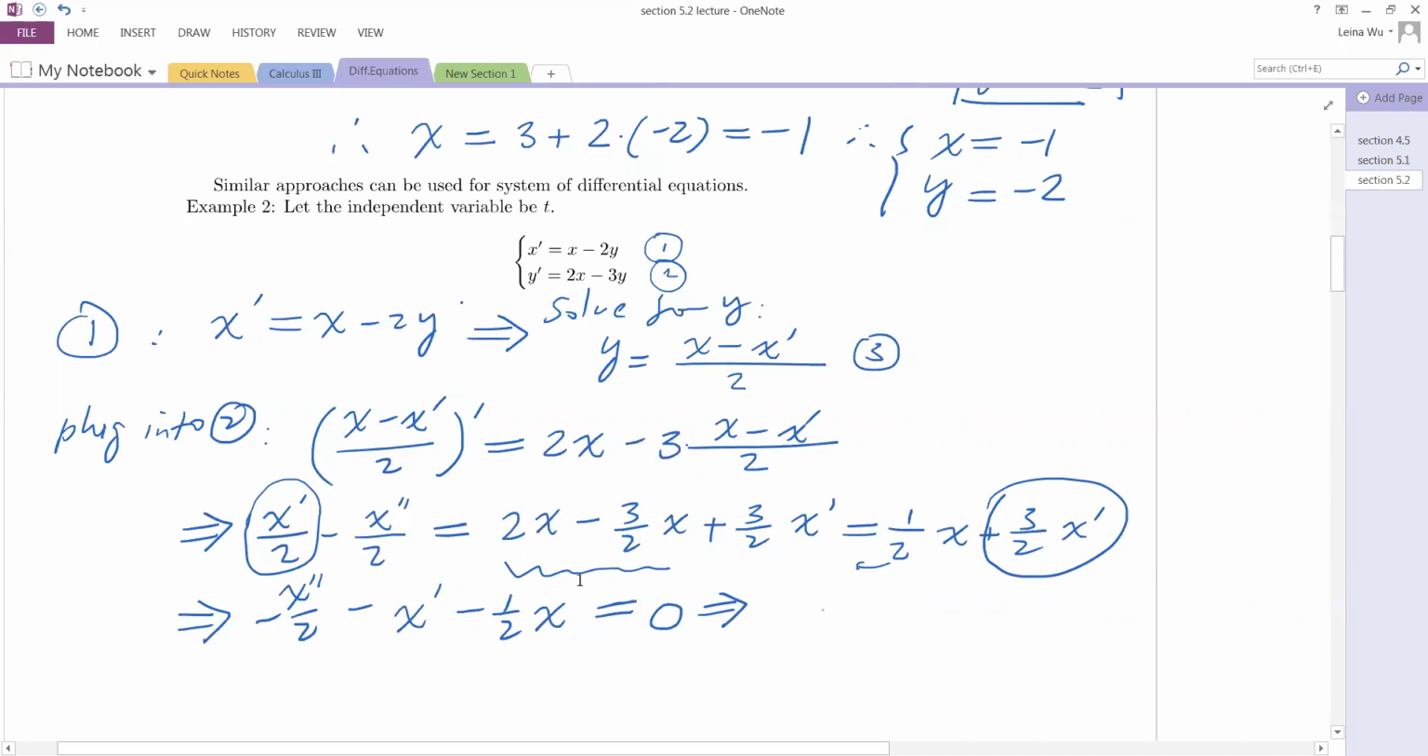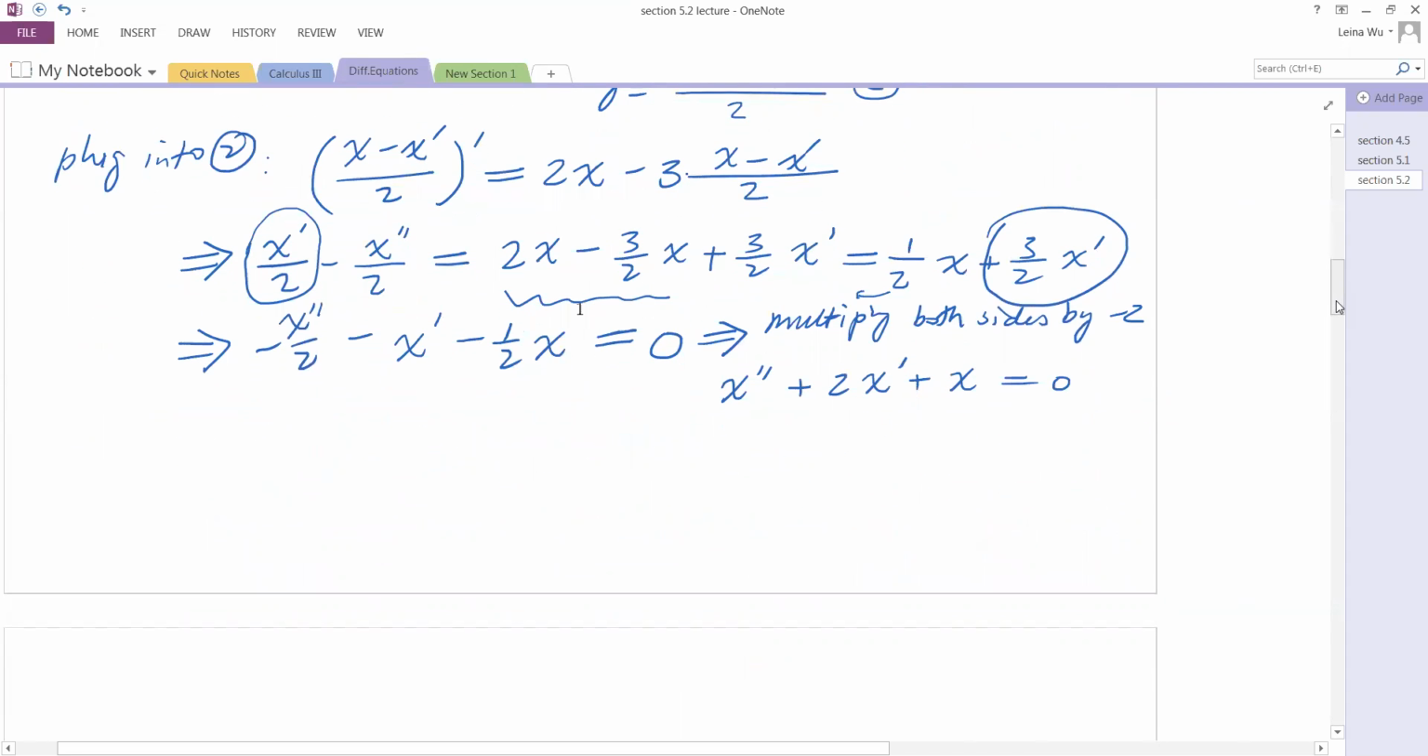You can simplify this if you don't like the negative as well as these divided by 2. So I'm going to multiply both sides by negative 2. I'll get x double prime plus 2x prime plus x equals 0. Folks, do you have these? Yep. Okay, good. Halfway through, right?